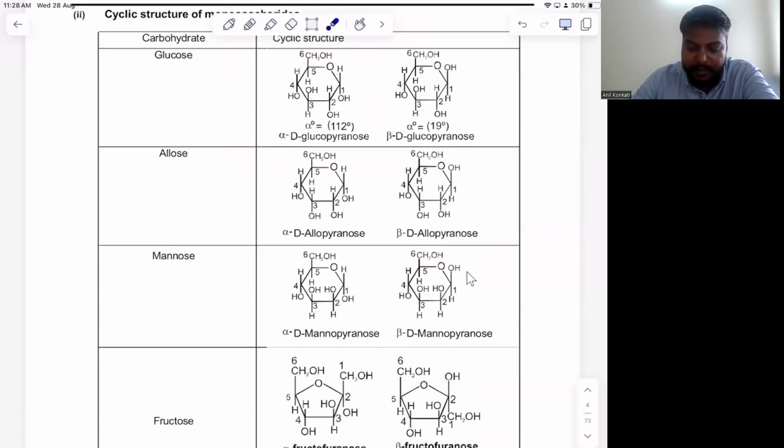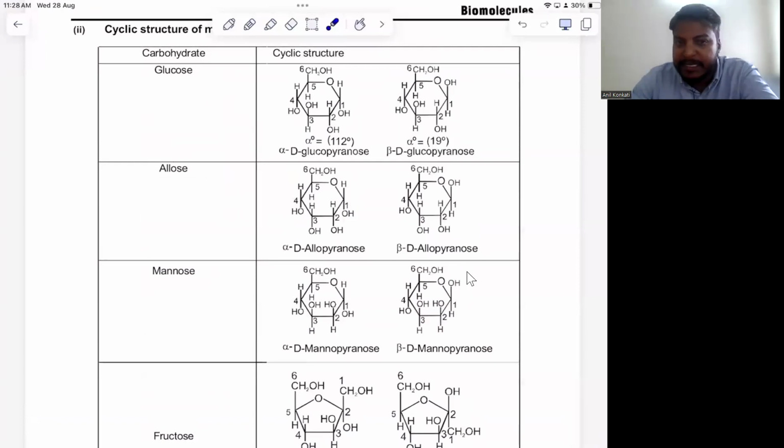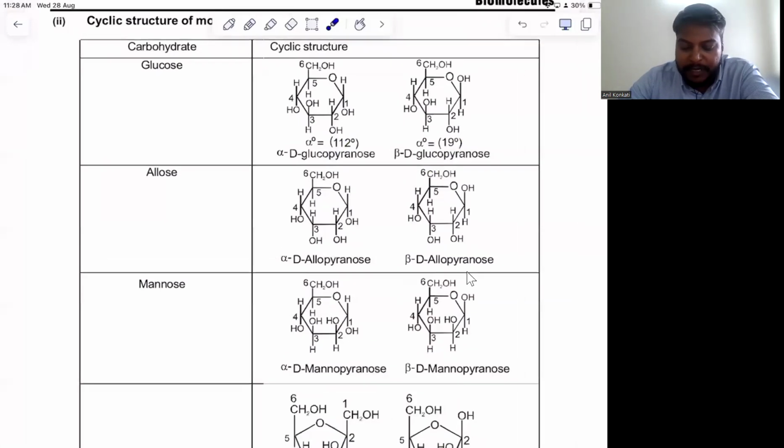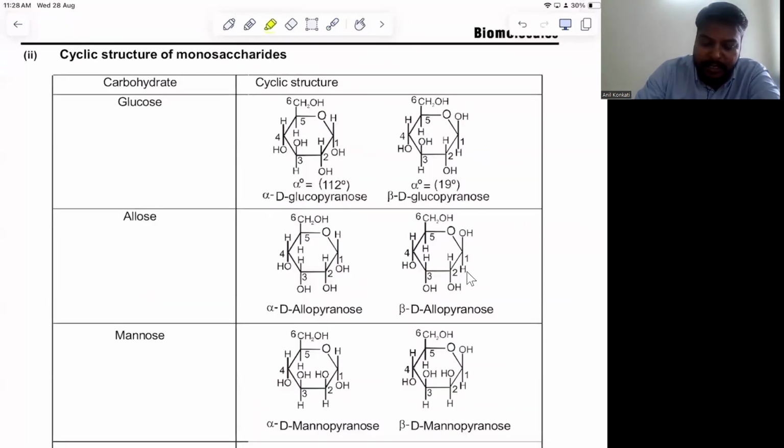Now, when it comes to glucose in cyclic structure, the minute you add glucose to an aqueous solution, most of the straight chain will convert into the cyclic form. In a cyclic structure, we have two forms, alpha-D-glucopyranose and beta-D-glucopyranose. Check where CH2OH and the anomeric OH are lying with respect to each other. If they are opposite, we call it alpha. If they are adjacent, we call it beta. So you can see this is alpha and this is beta.